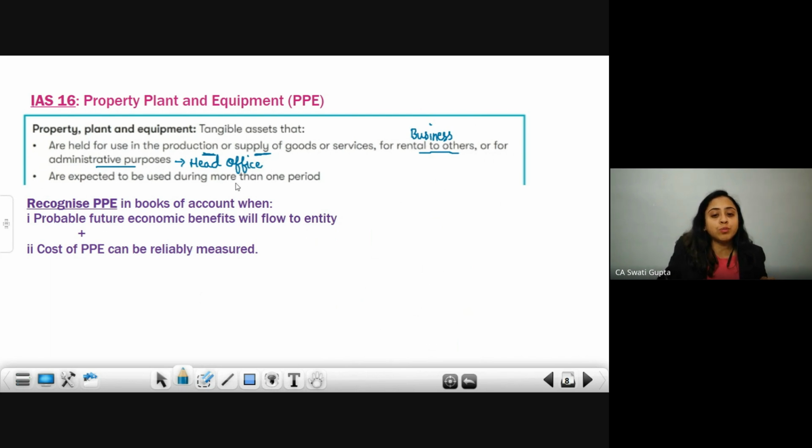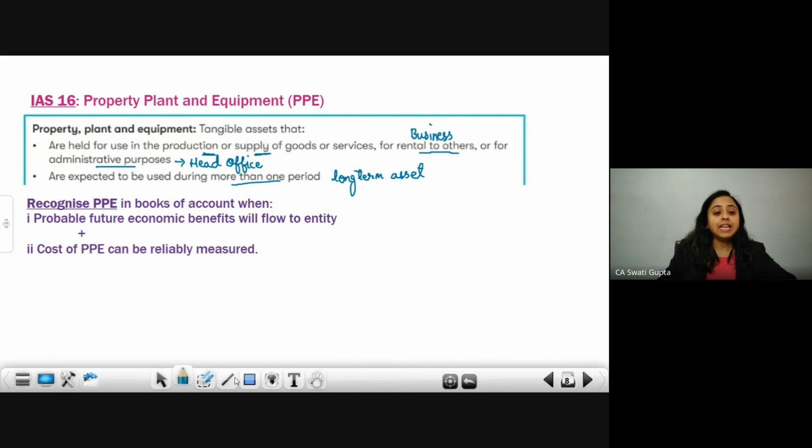And it is expected to be used for more than one period. That means it is a long-term asset. Good. It should be used for business, either for production or for supply. Or if your business is of collecting rents, and you're using that asset for the renting business, then go ahead with the PPE classification. Also, if the intention for use of the asset is for office purpose, for admin purpose, then again you have to classify it as PPE, property, plant and equipment.